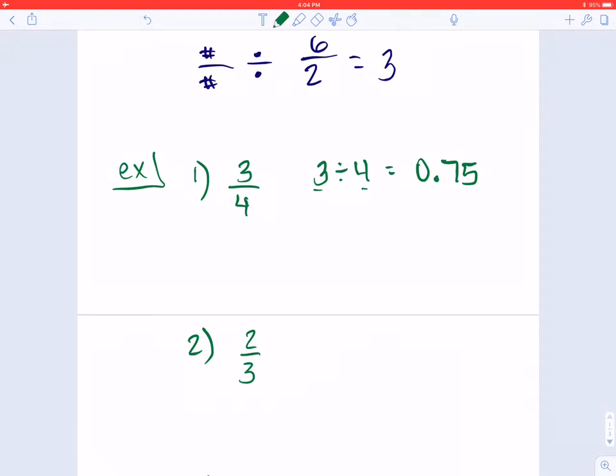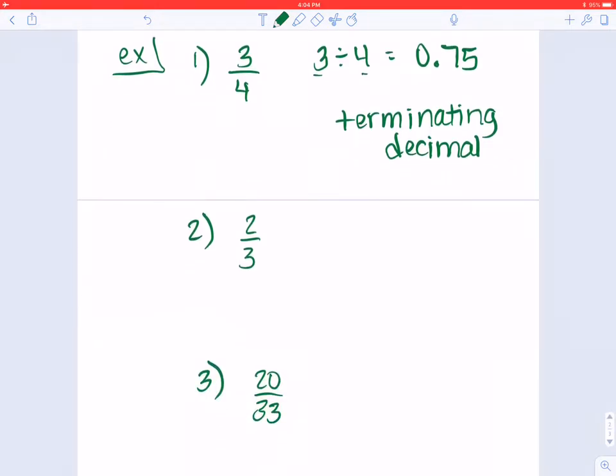Now, because this number is just 0.75, we call this a terminating decimal. It has a clear end, so it's terminating. Next, take 2 divided by 3. When you type it in your calculator, you get 0.66666 on, and your calculator will round it off to 7.